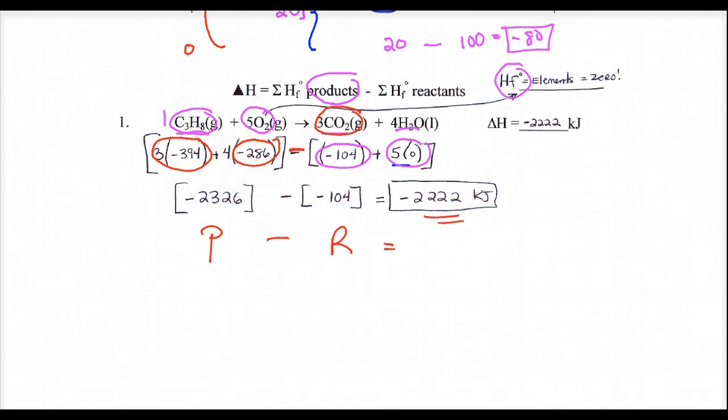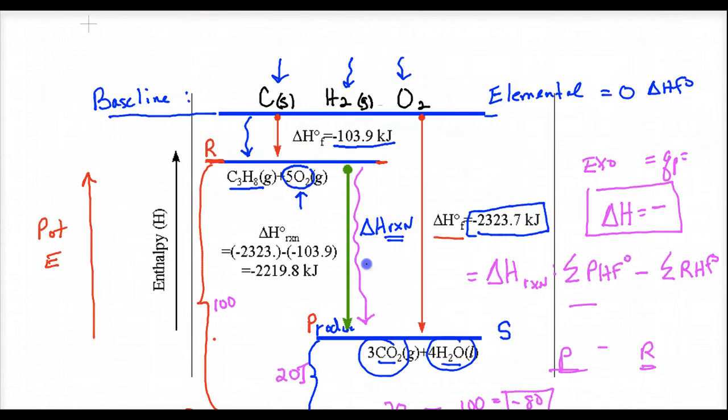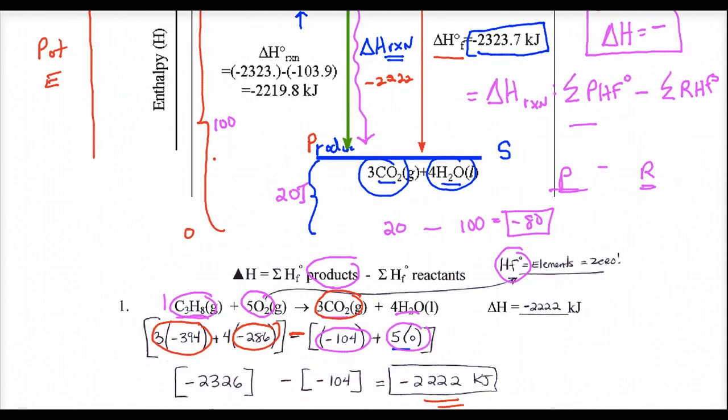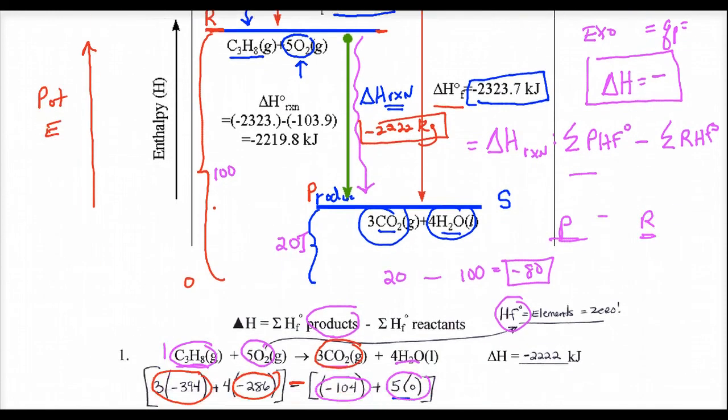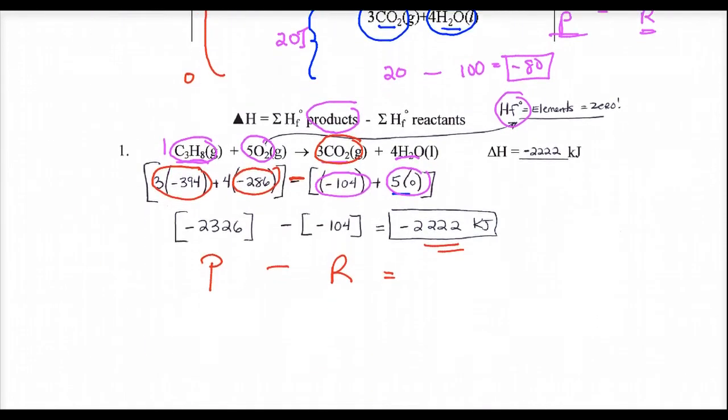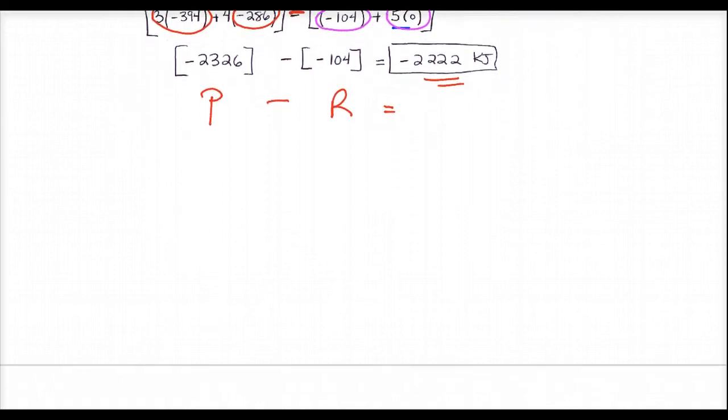And that represents this change right here, negative 222, probably kilojoules. That's what this represents, this green arrow. So I hope that's clearer. Now, why did I go over that again? Well, because there's another scenario which you have to understand.